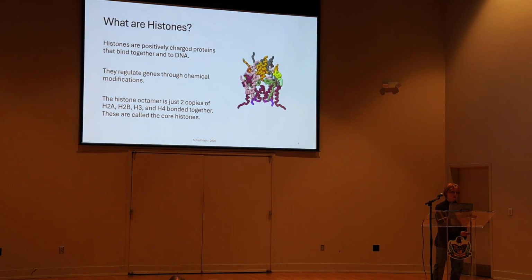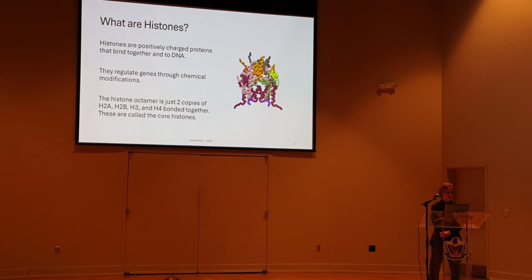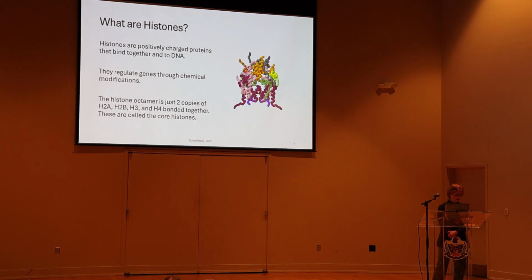What are histones? Histones are positively charged proteins that bind to DNA. They regulate genes through chemical modifications. Specifically, DNA wraps around the histone octamer, which is made up of 2 copies of each of the 4 histones: H2A, H2B, H3, and H4. It is constructed with a central H3 tetramer, meaning 2 H3 histones and 2 H4 histones are all bonded together, and it has 2 H2A, H2B dimers bonded to that tetramer.